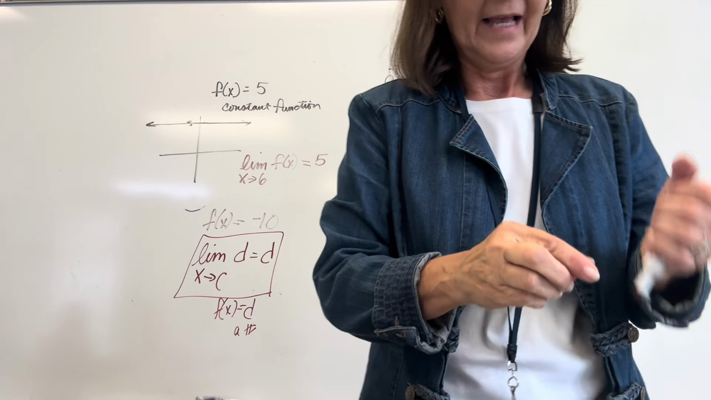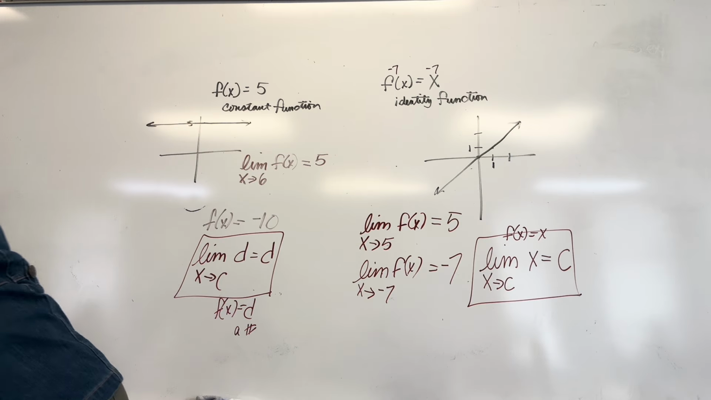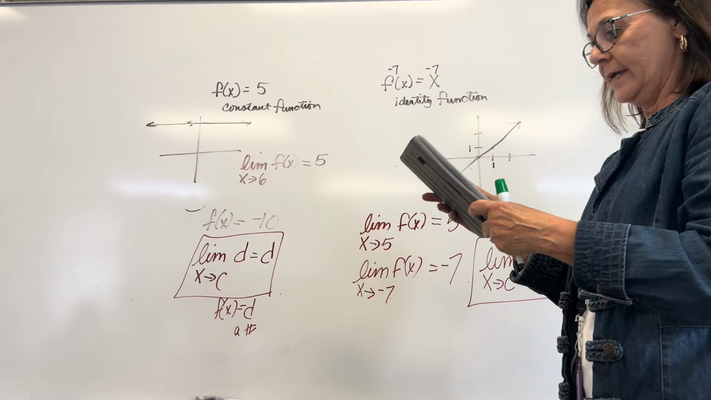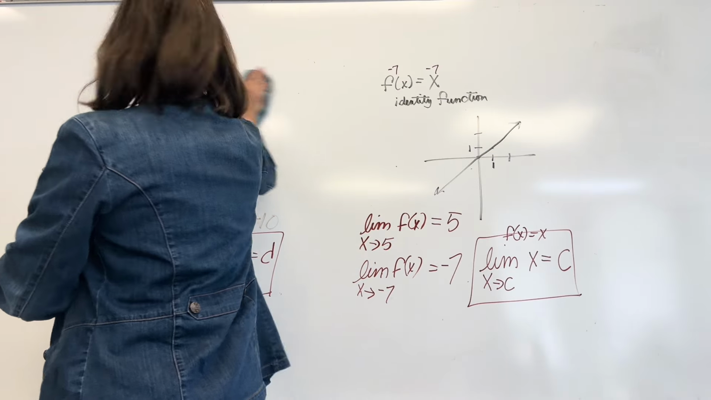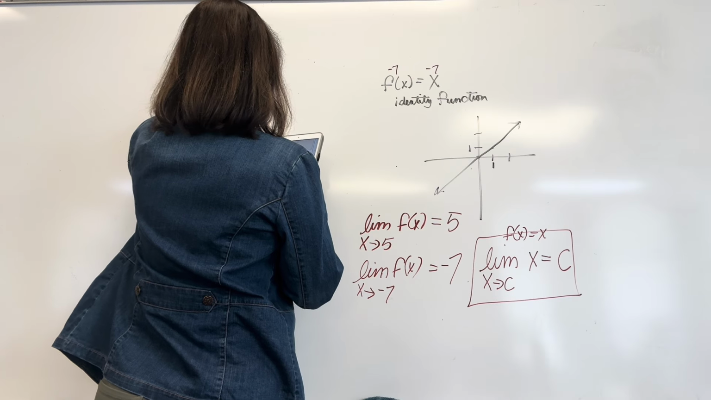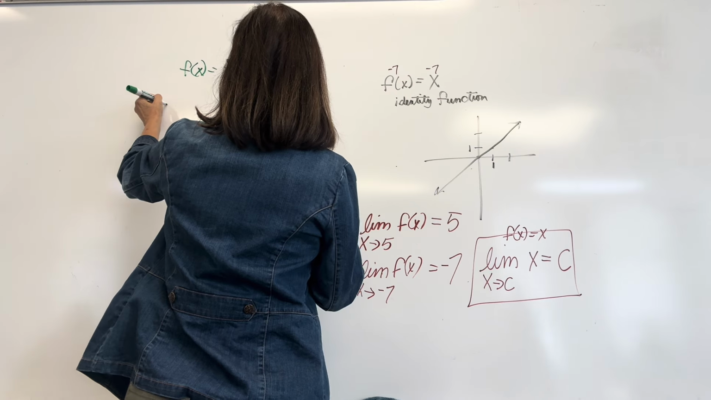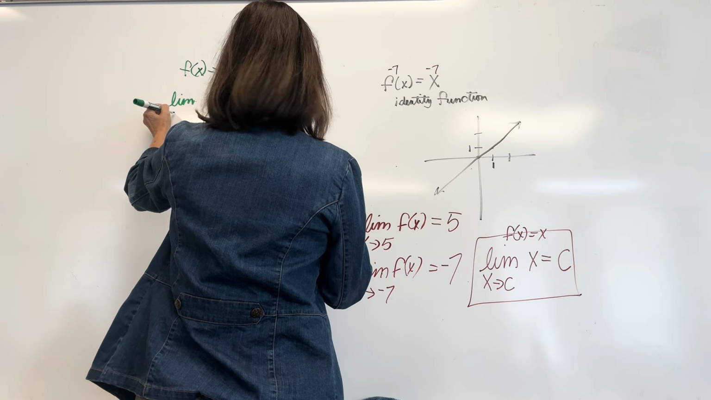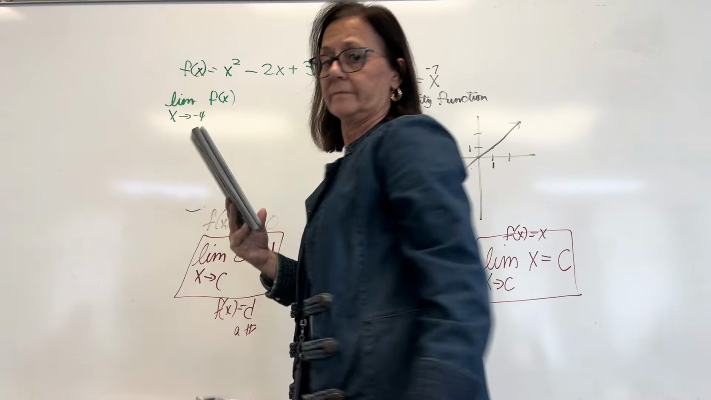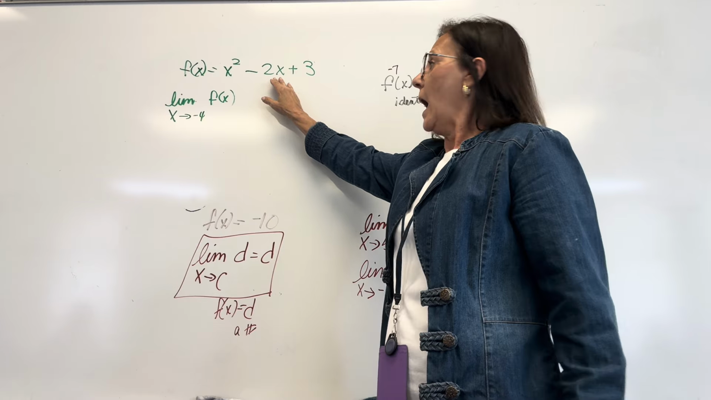Such that if we have an equation, like example 1, if this is our function, f of x is x squared minus 2x plus 3, and we want to find the limit as x approaches negative 4 of that function, I could simply plug in negative 4 to this function. Or I could see this.